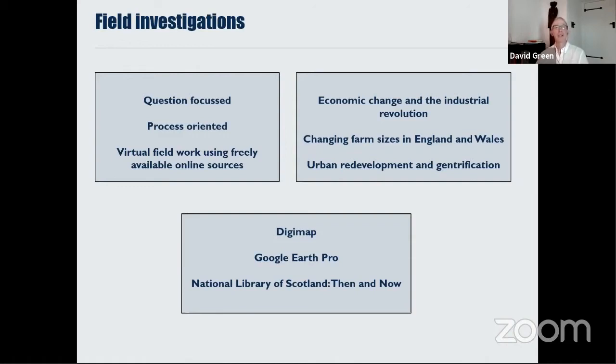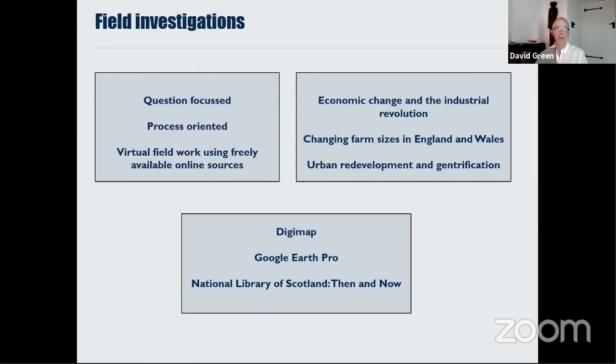First is about economic change in the Industrial Revolution, and we're going to be looking at the energy sources there. How can we begin to explore changes in energy use during the Industrial Revolution? I'm then going to look at a rural example, which is what's happened to farm sizes in England and Wales, and how does that impact on biodiversity? And again, we're going to be doing all that virtually. And then I'm going to be coming down to London and looking at urban redevelopment and gentrification. How can we begin to explore that, and who gains and who loses?